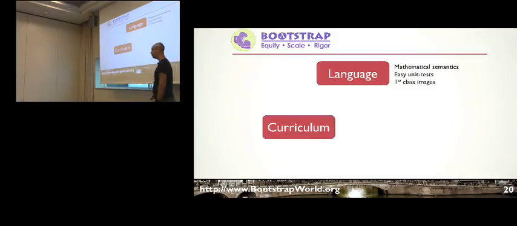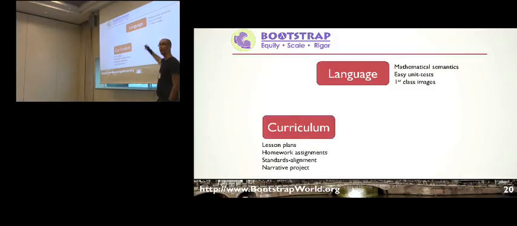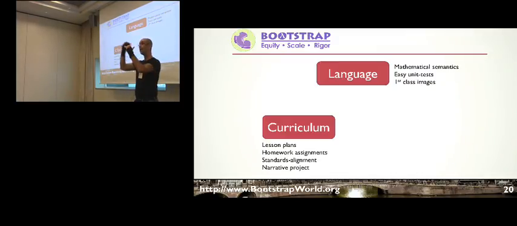Then we built a curriculum. This curriculum has all the fixins: lesson plans, homework assignments, standards alignment to math standards. So a secondary math teacher can look at our curriculum and see exactly how and where it fits into the work they already have to cover. And then we developed a narrative project, a project that ties the whole class together. In the Bootstrap algebra module, every child builds a video game of their own design using purely algebraic concepts.